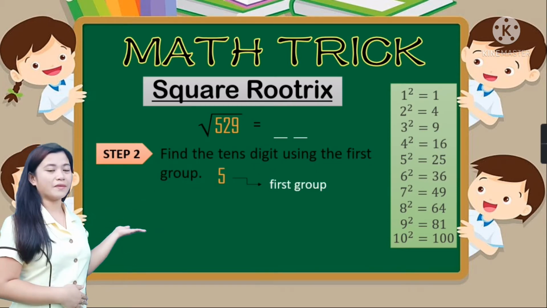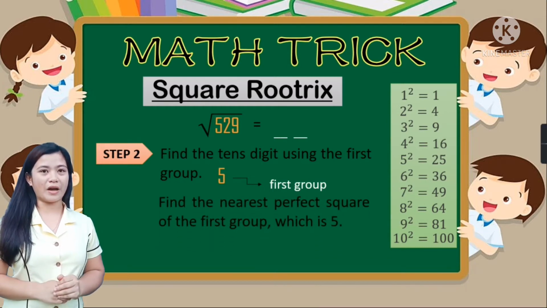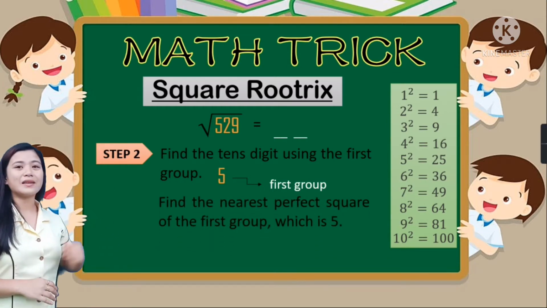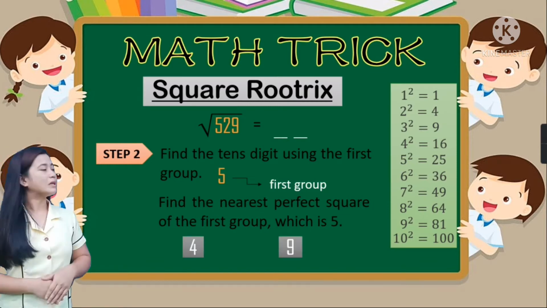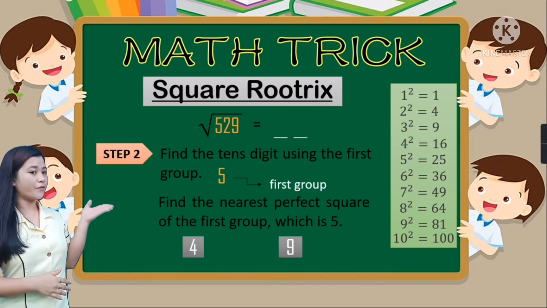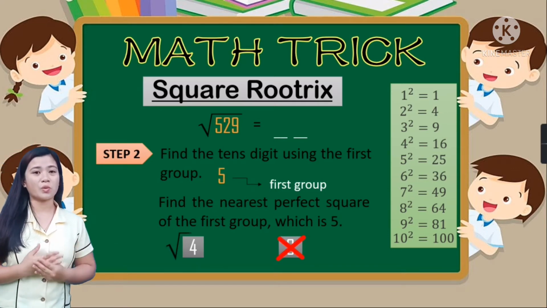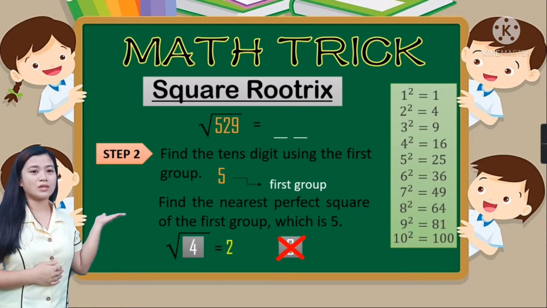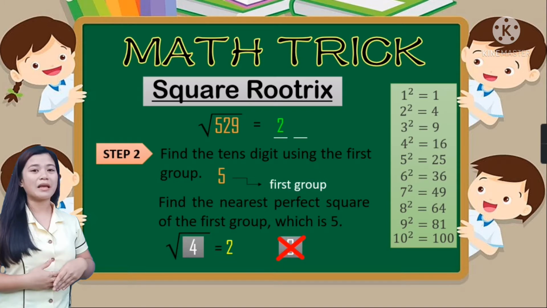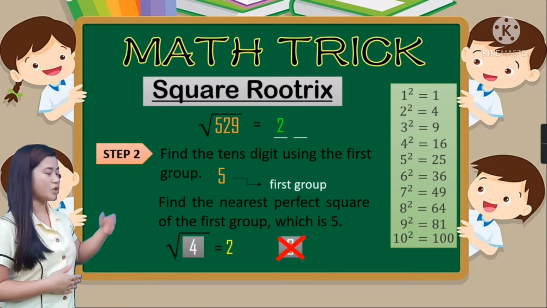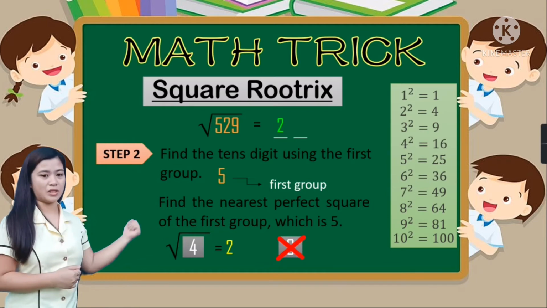Step 2. Find the tens digit using the first group. Since we have 5 as the first group, find the nearest perfect square of 5. As we can see, the nearest perfect squares of 5 are 4 and 9. Since 9 exceeds 5, we will choose 4. Then, we will get the square root of 4. The square root of 4 is 2. At this point, we now have the tens place digit of our square root, which is 2.